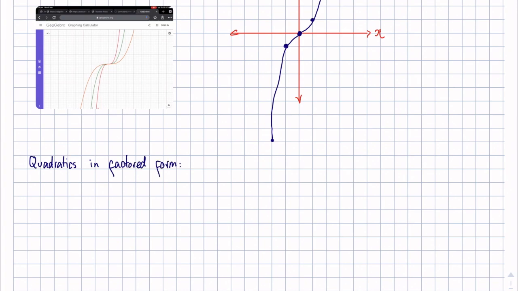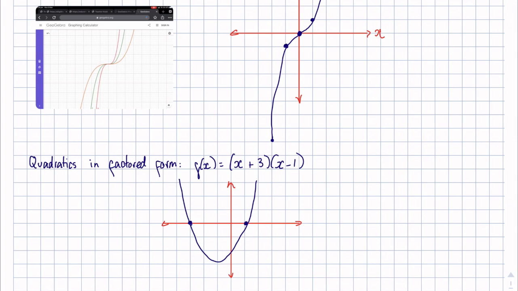Let's pretend we've got the function f of x equals (x + 3)(x - 1). From our work in quadratics, you know that that's going to cross over the x-axis at exactly -3 and +1. And today I'm not going to care about where it turns around or where it intercepts. I know we can find that.